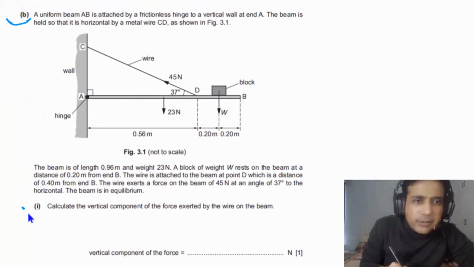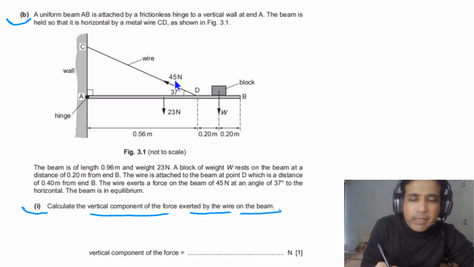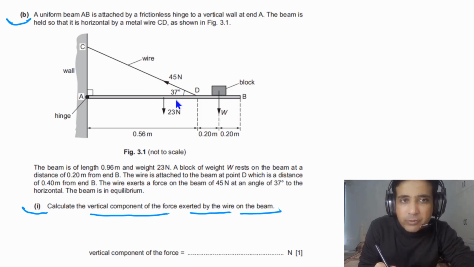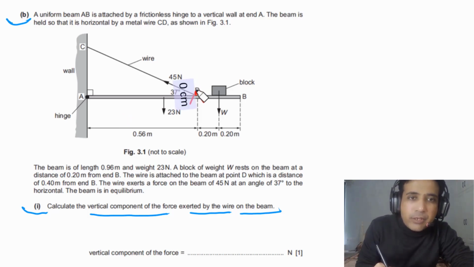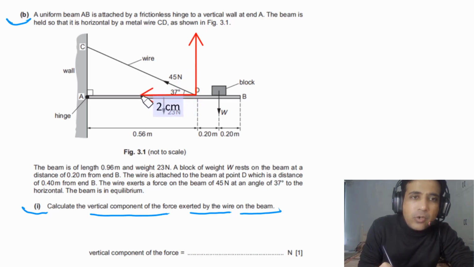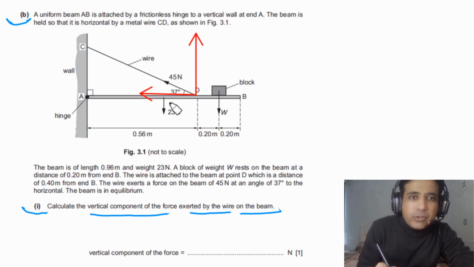For part D1, we need to calculate the vertical component of the force exerted by the wire on the beam. So this is the wire. The wire is exerting a force of 45 newtons at an angle of 37 degrees with the horizontal. We need to find its vertical component. So simply we can resolve this into a vertical component and also a horizontal component. For this question, we need to calculate its vertical component. So this component will be horizontal, this one will be vertical.